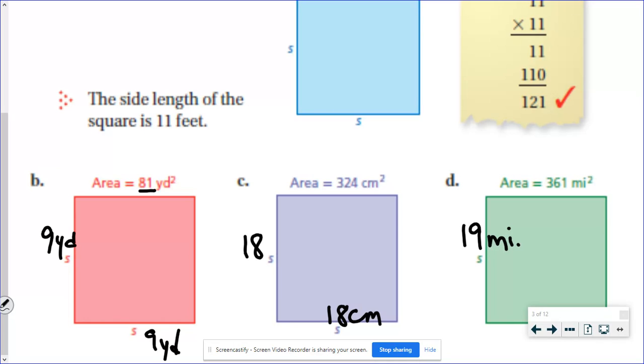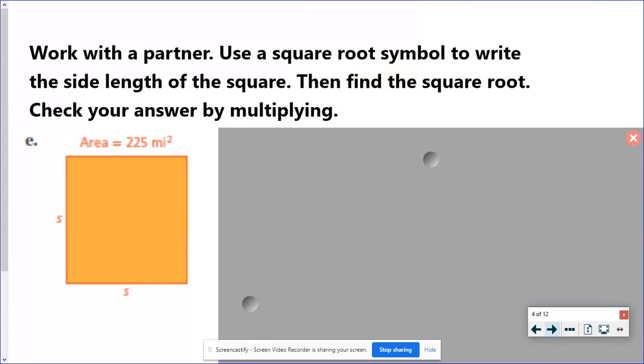And again, you can absolutely just use a calculator to do that, but you can also use some of those skills that you have. We just did a bunch of these, right? So the area of this is going to be 225. So the square root of 225, that's going to be 15 miles on each side.